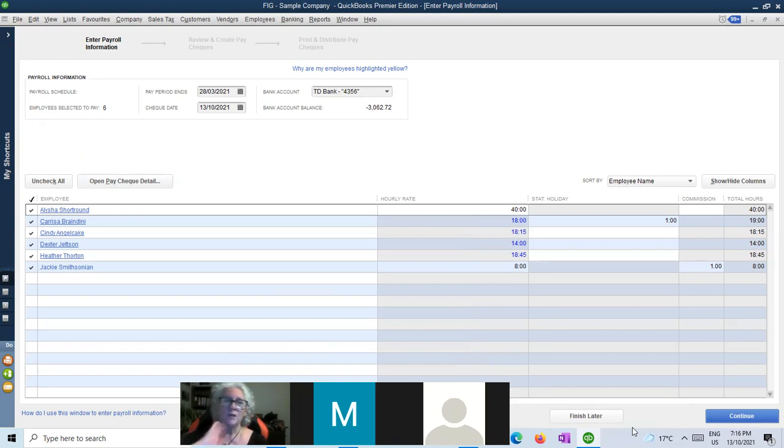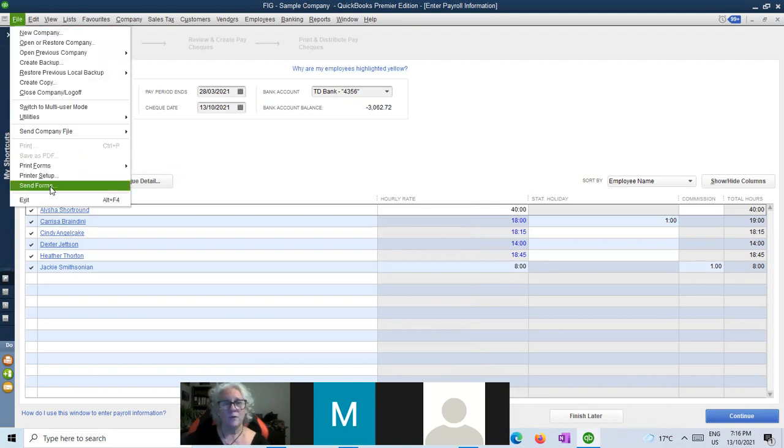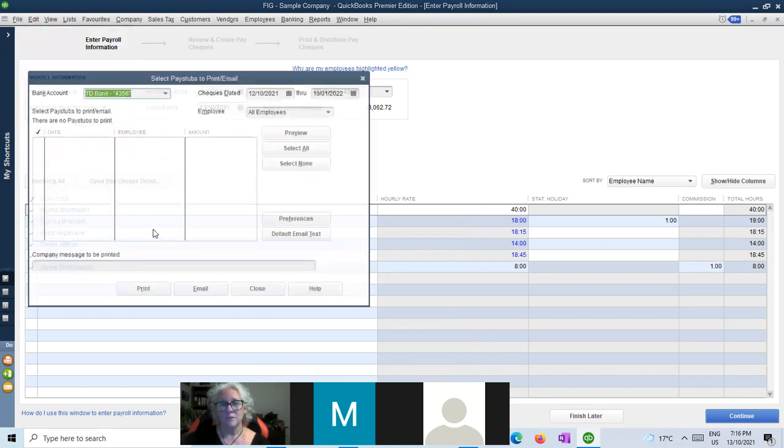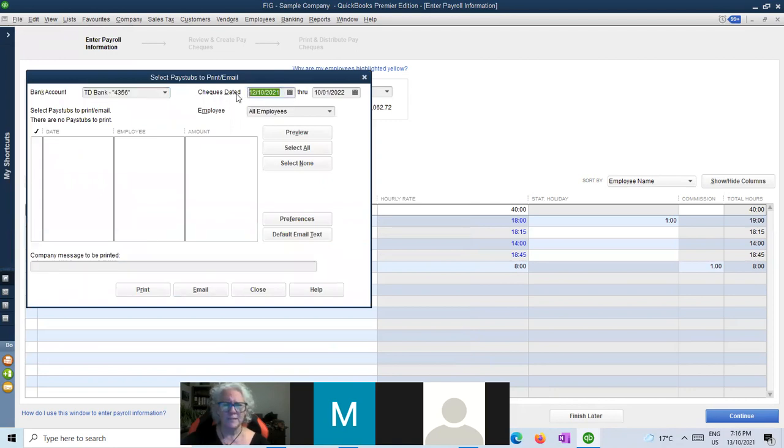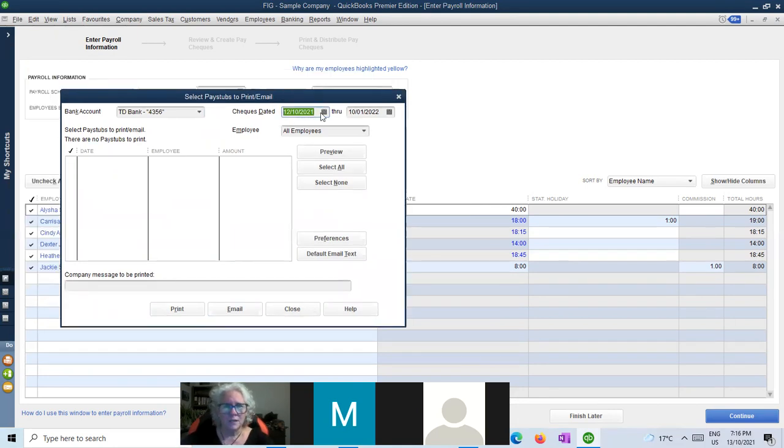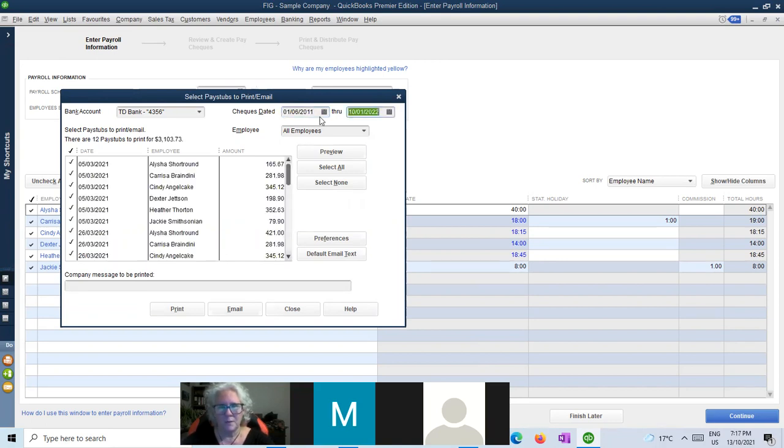your payroll. And then over here in File, Print Forms, Pay Stubs, and really don't know what date I'm going to be able to pick here. Let's see if I can go back a little bit and see if I can pick up some. Yeah, let me go back to 2011. There we go. So your pay stubs are going to come up here, and then next thing you know, you can preview if you want them. You can select all or select none, then one, and then you can email the pay stubs to everybody.